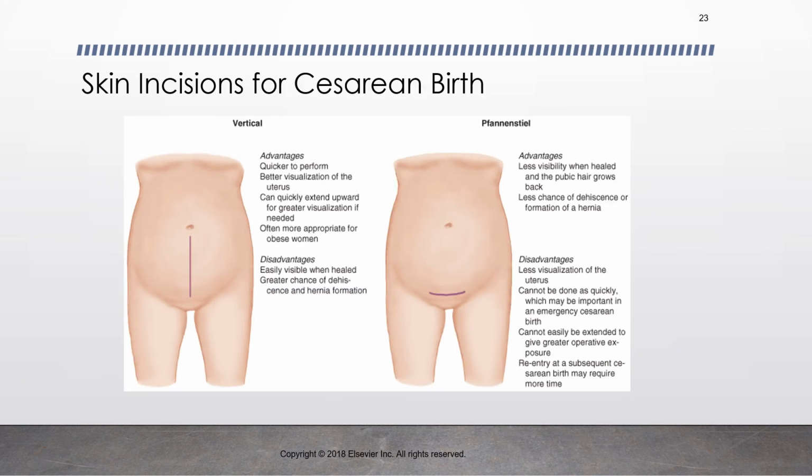So there's the vertical and then there's the transverse. They call it the Pfannenstiel. It's less visible. It's a little more difficult for a doc to get in there and get the baby out. Now, the one on the left, the vertical, if we have an emergency or we suspect a uterine rupture, they're going to do the vertical. Okay, they're not going to mess around. They've got to get in there quickly. And then she'll have a scar.